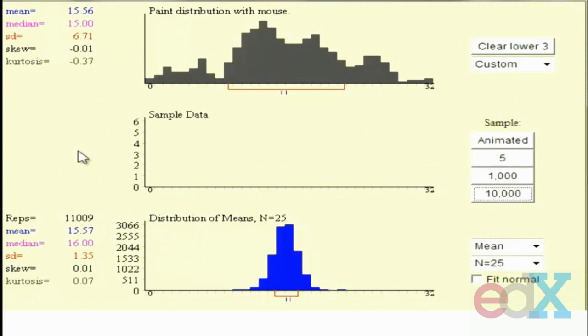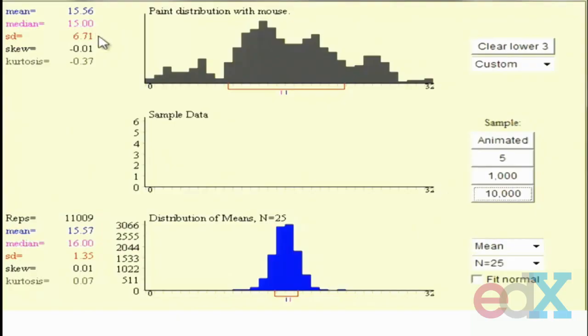Okay, now the other question is, let's look at the mean of the means. They look tighter. They look more closely bunched together than the population. The population is spread out all across the line there, whereas the mean of the means is very much tighter. So what measures the spread of the distribution? Well, the standard deviation. Now, the standard deviation in the population is 6.71, whereas the standard deviation of the means is 1.35.